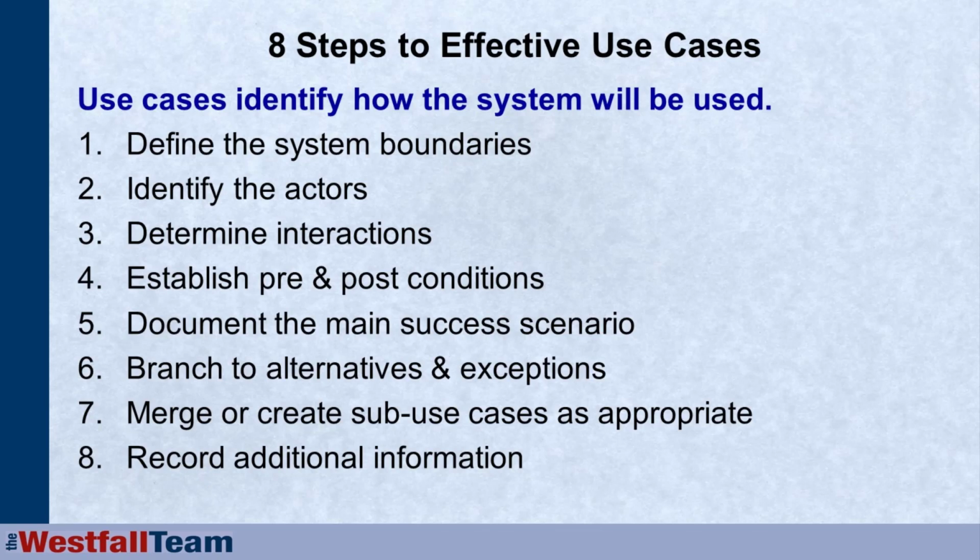Then we're going to talk about establishing the pre- and post-conditions to those interactions, what has to be true before you can start the interaction, what has to be true to consider that interaction successfully completed. In step 5, we'll talk about documenting the main success scenario. And then in step 6, we'll talk about documenting branches to that main success scenario that define alternatives and exceptions to that typical or usual main success case.